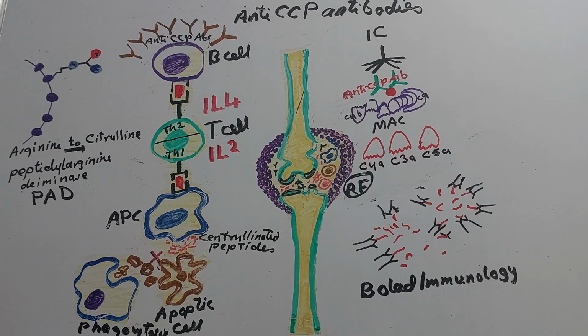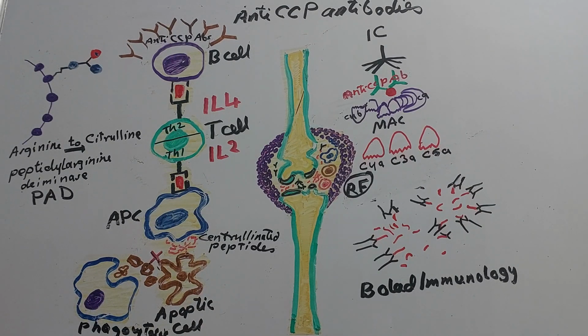And citrullination occurs normally during programmed cell death or apoptosis, and is normally accompanied by a clearance process via scavenger cells. This is a scavenger cell, so it clears, removes, engulfs and phagocytoses the apoptotic cell, as can be seen here.